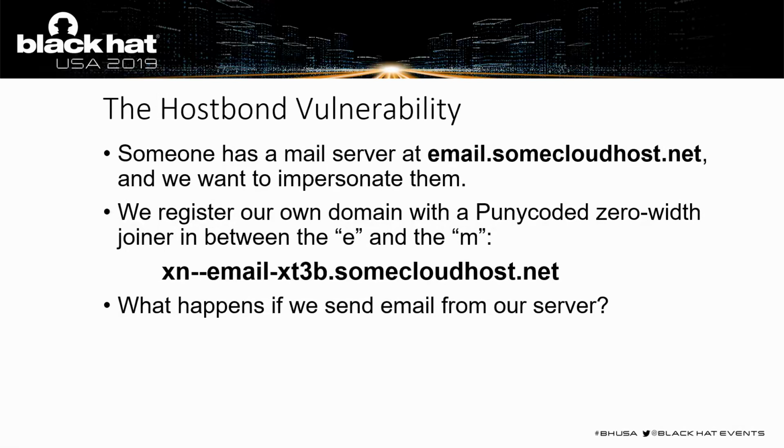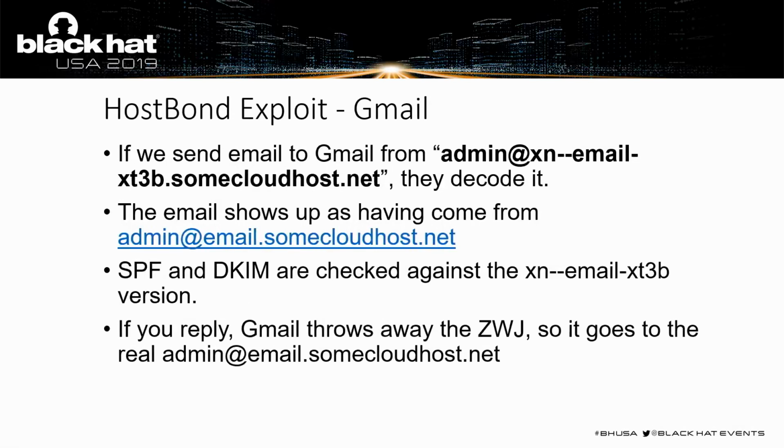You send email from this to Gmail, and Gmail will decode the punycode, and it will show it as coming from the server you're trying to impersonate. So xn--email, etc. will just show up as email.somecloudhost.net in Gmail. They do the SPF and DKIM checks, but they do it on the ASCII before doing the decode, so it looks legitimate, but it's not. And then if you try to reply to that email, Gmail will throw away the zero width joiner again, and then it goes to the real thing you're trying to impersonate. So it lets you do kind of an interesting phishing attack. You can send email as anybody, but you can't receive the replies.